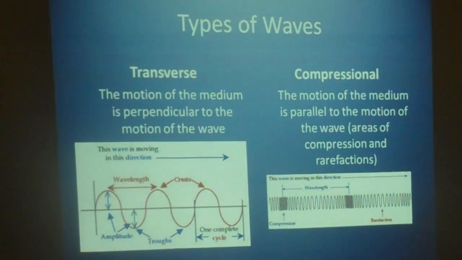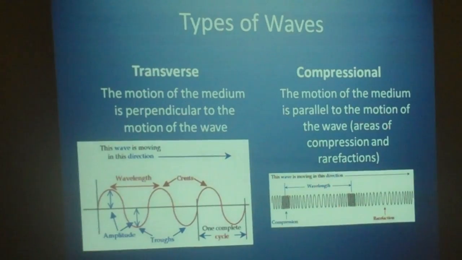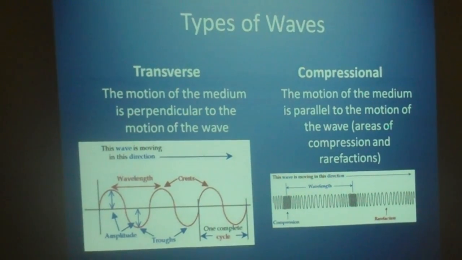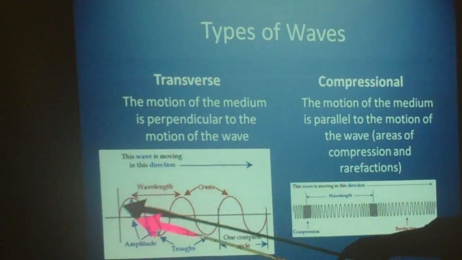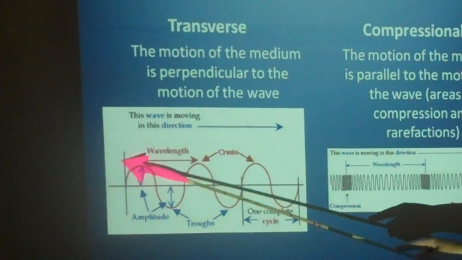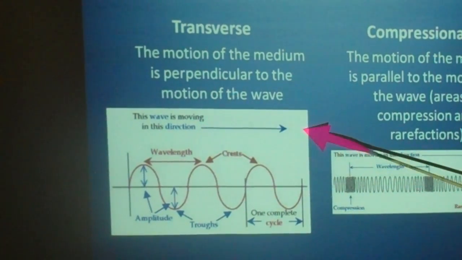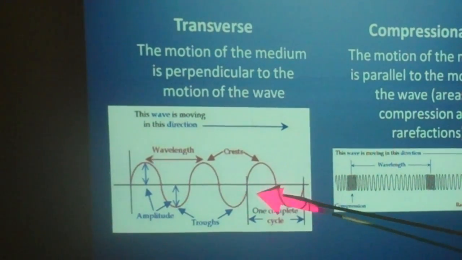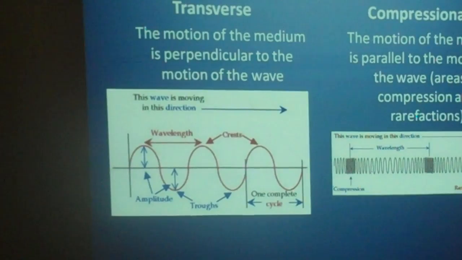There are two types of waves. The first is transverse. The motion of the medium is perpendicular to the motion of the wave. The energy is traveling from here to here, but the actual wave is going perpendicular, or at right angles, to the direction of the energy. So it looks like it's going up and down. This is like when you see people doing the wave at a ball game.